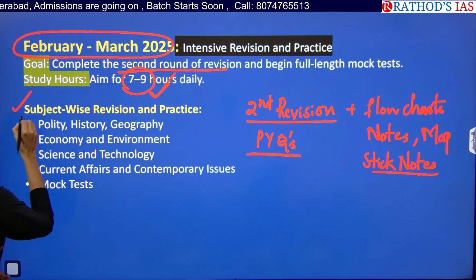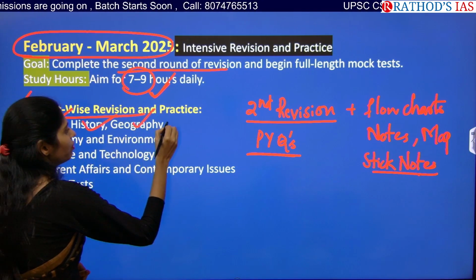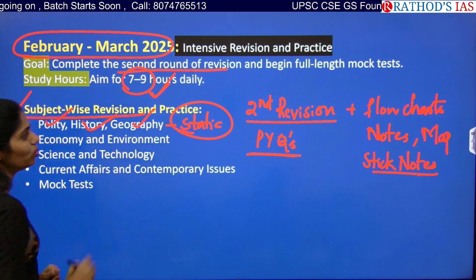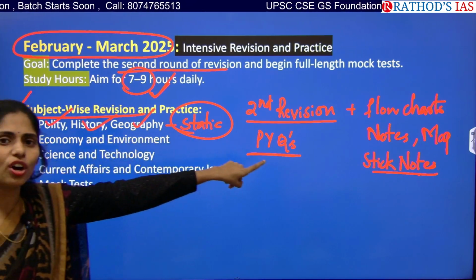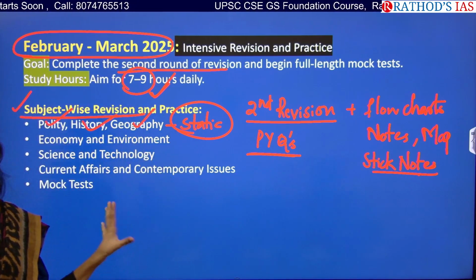So here, what is the subject wise revision plan? For polity, history and geography, mostly you will be getting static based questions, right? So you have to go for revising your flow charts, whatever you are doing now, and you have to focus on the maps, etc.